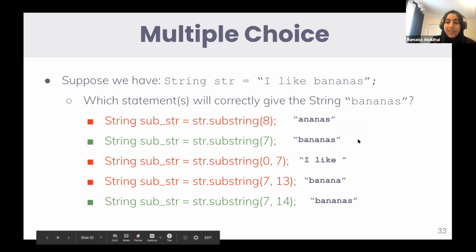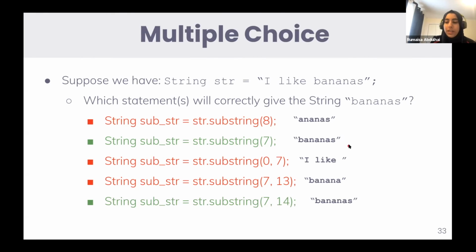Last one is correct. So yes, the fourth one will output I like bananas, Becker. So that's right.